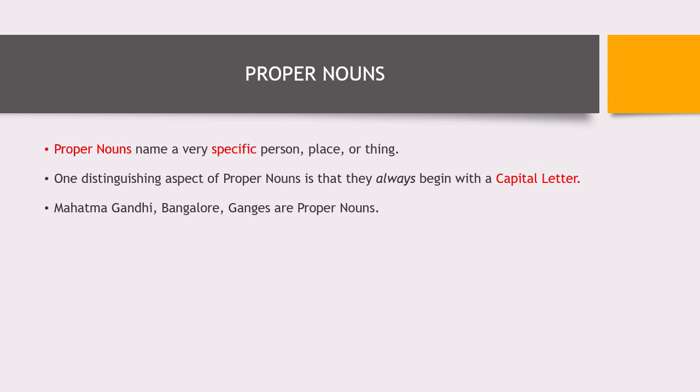Proper nouns. Proper nouns name a very specific person, place, or thing. One distinguishing aspect of proper nouns is that they always begin with a capital letter. Mahatma Gandhi, Bangalore, Ganges are proper nouns.